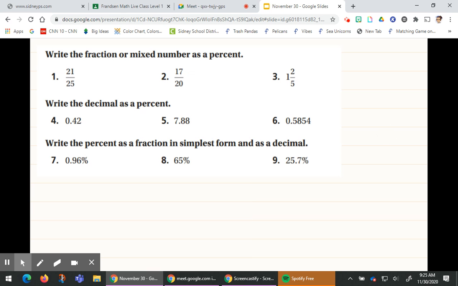Number 1, write 21/25 as a percent. Okay, on that one, is 25 a factor of 100? Yeah. So on your paper, I'd like you to say multiply by 4/4, which is really the same as multiplying by 1. And then we end up with a 100 on the bottom and an 84 on the top. So what's our answer for number 1?